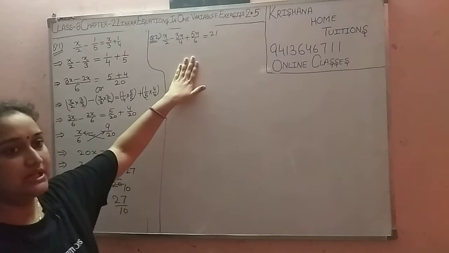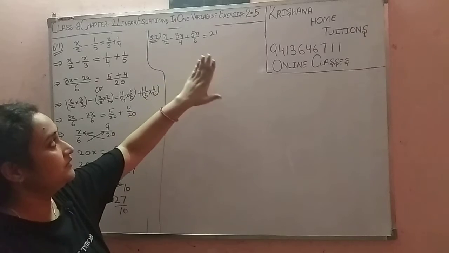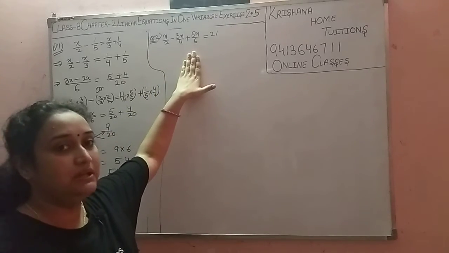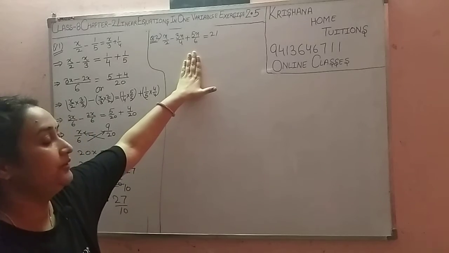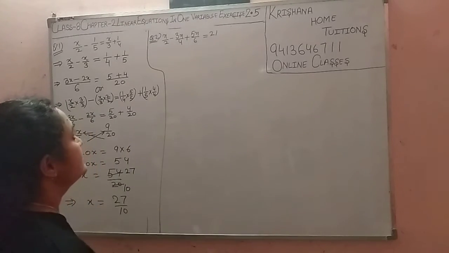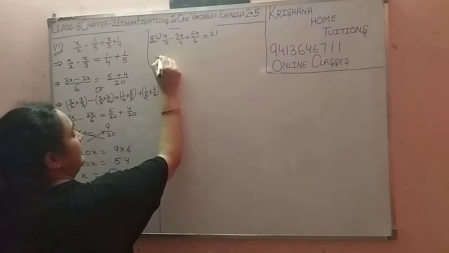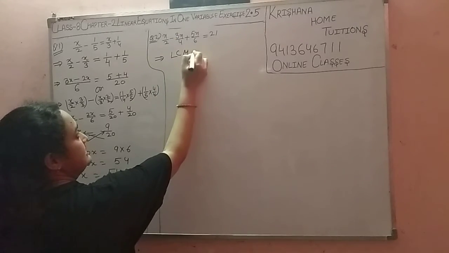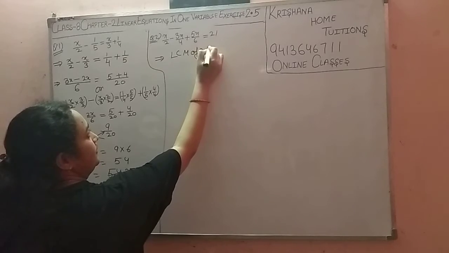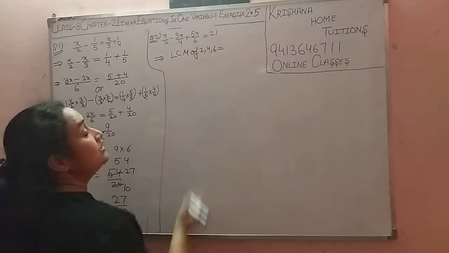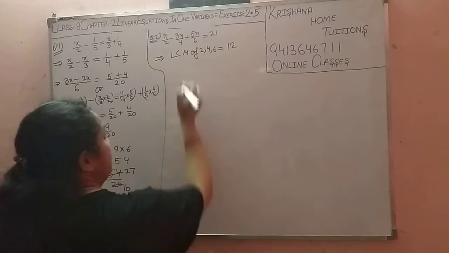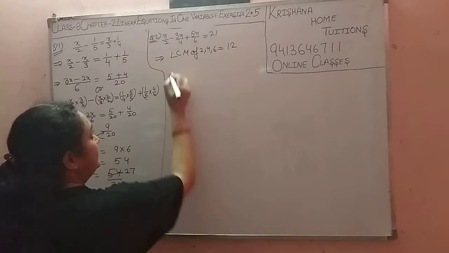Here no need to transfer the terms. We can directly solve because here already all the variable terms are on one side and non-variable terms are on one side. So first I am taking n upon 2. We have to equate. What is the LCM? LCM of 2, 4 and 6 is equals to 12, children. So we equate the denominators.